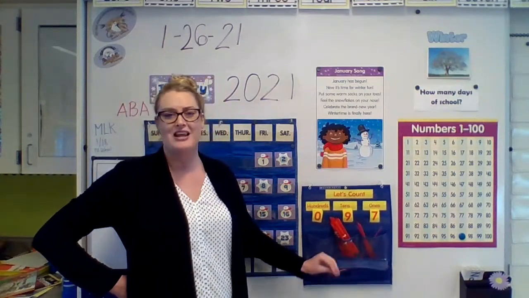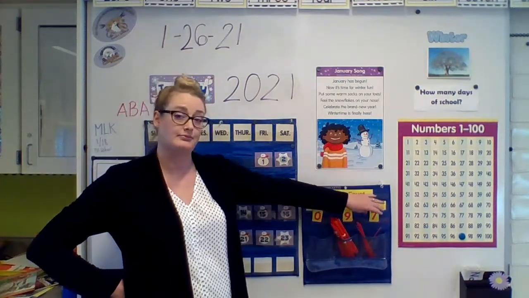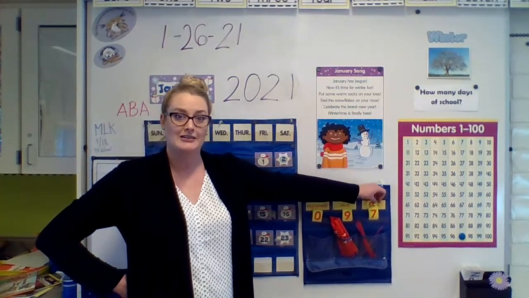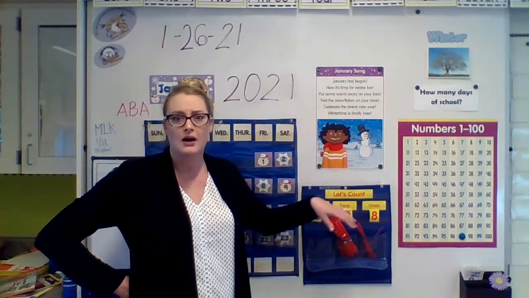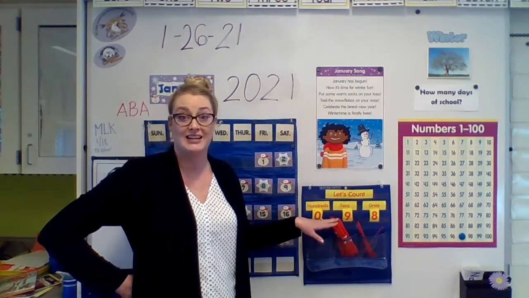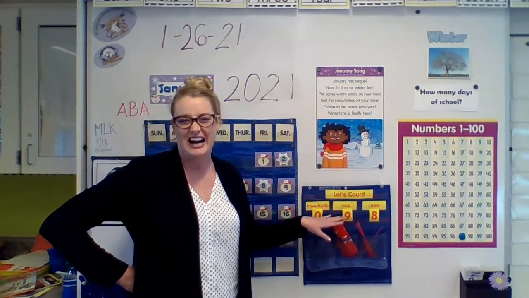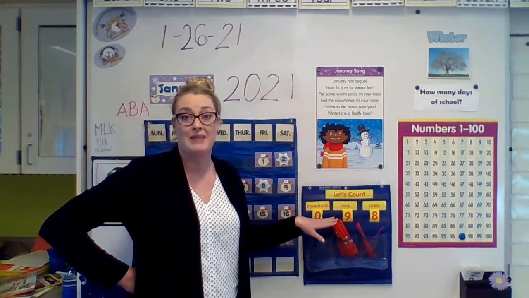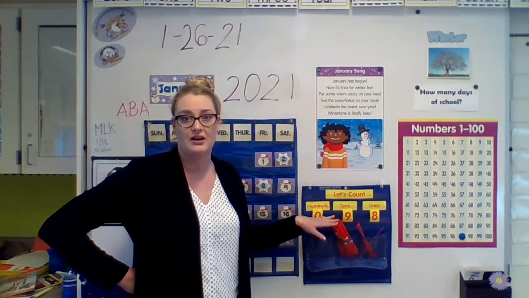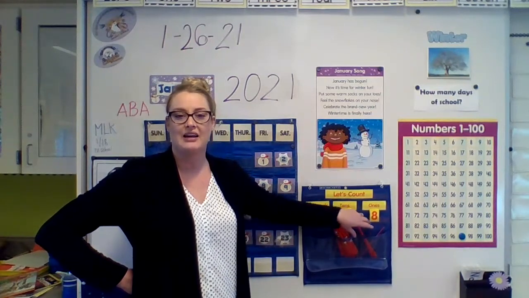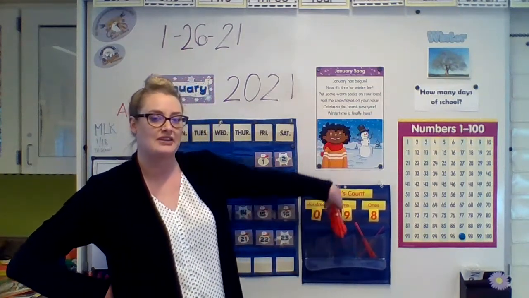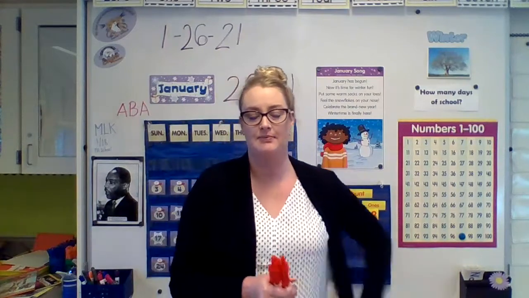What's 97? And one more? 98. Oh my goodness, we're so close. How many bundles of 10 do we have? 9. What's 9 bundles of 10 make? How many straws altogether? 90. And how many ones do we have? 8. So let's double check that we have 9 bundles of 10.